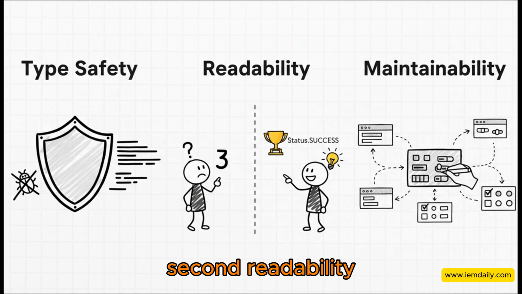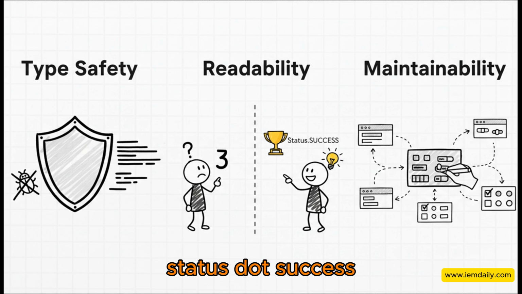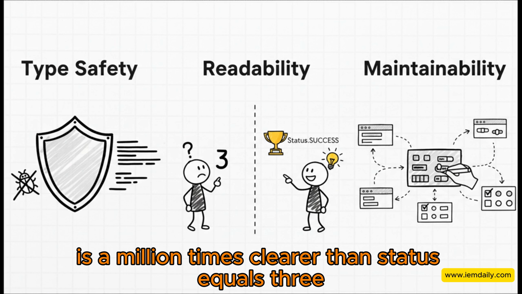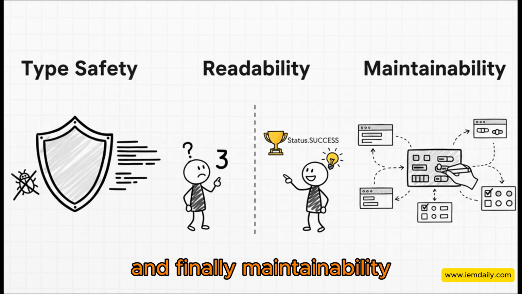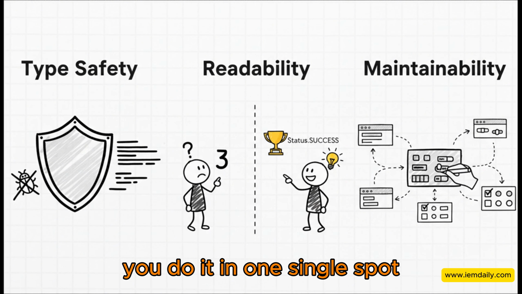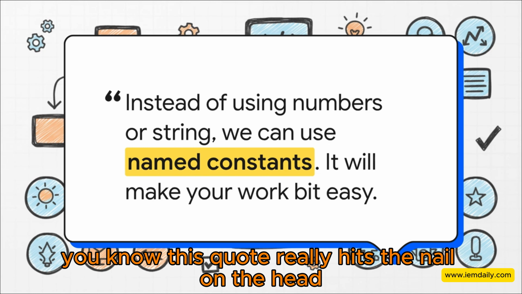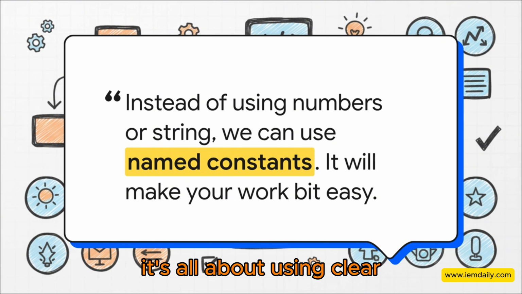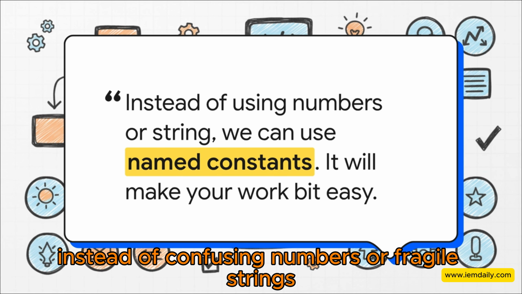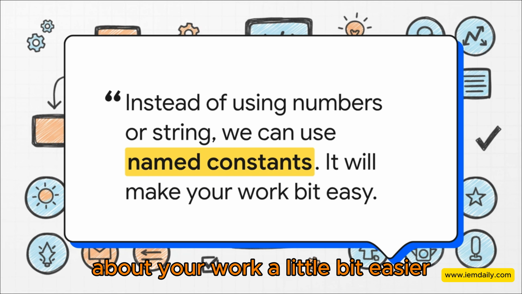Second, readability. Let's be honest, code that says status equals Status.success is a million times clearer than status equals 3. And finally, maintainability. If you need to change your statuses, add one, remove one, you do it in one single spot. That's it. It makes your life so much easier down the road. You know, this quote really hits the nail on the head. It's all about using clear, named constants instead of confusing numbers or fragile strings. It just makes everything about your work a little bit easier.